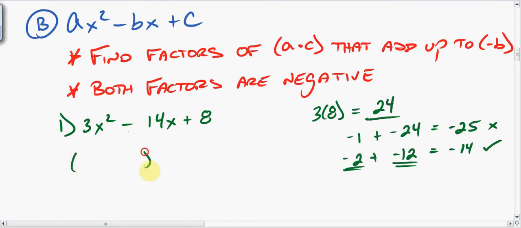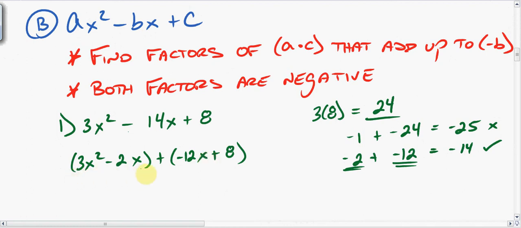So we've got two sets of parentheses separated by addition. Drop down your outside terms. Take your factors, plug them in. Remember to add that variable. So I've got negative 2x and negative 12x.